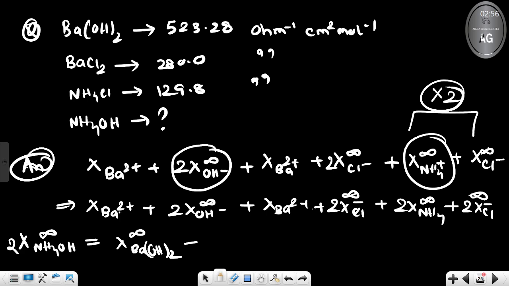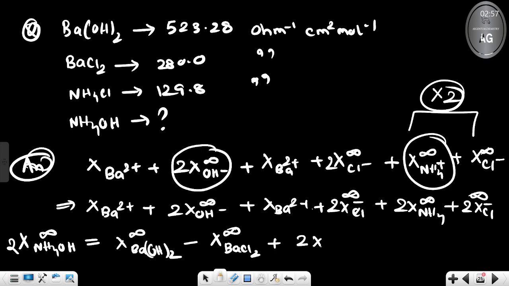Final I am writing here. As I can see, the first step is the same as what I wrote. Next, barium chloride: if chlorine is not required, barium is also not required. So I am omitting barium chloride from the question, subtracting the given barium chloride's conductivity. Plus I am multiplying NH4Cl. How many NH4Cl have I taken? 2 times NH4Cl I have taken.